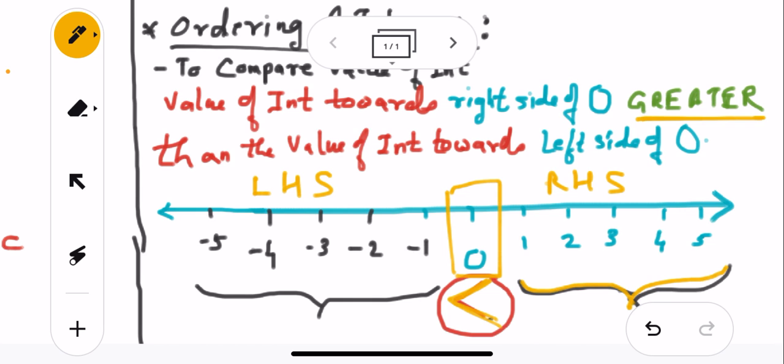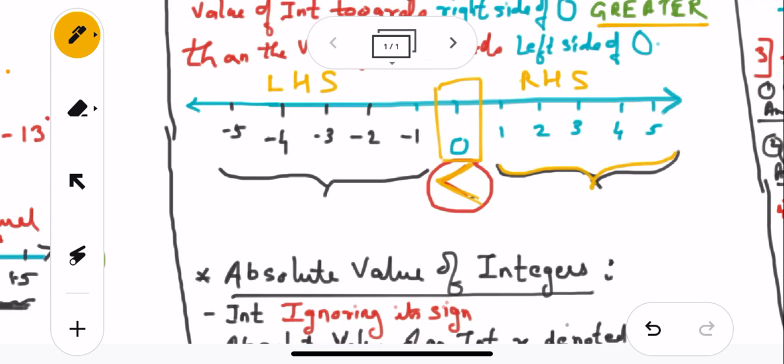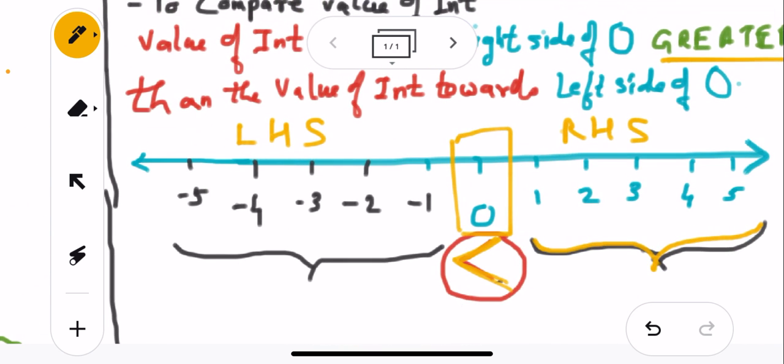So we will study a few sums based on this later, like how to represent the greater sign. I'll take one small example here. Example, now minus 7 and here 8. Now if you see, 8 is a positive integer and it is on the right hand side. So we say that the numbers on the right hand side are greater than the left hand side.